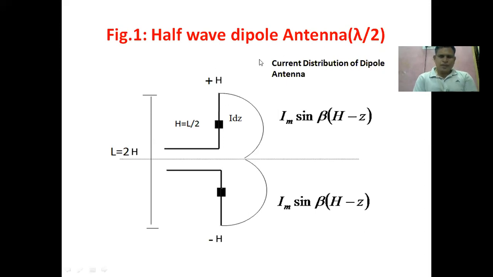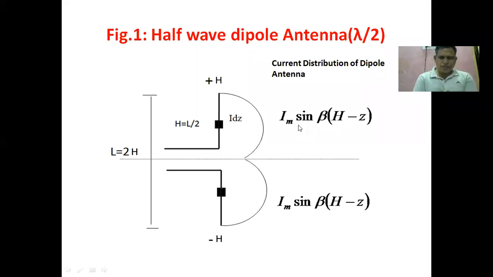Here, the half-wave dipole antenna is a symmetric antenna whose length is half-wave. Half-wave in the sense that if the length of the antenna is L, then L is equal to lambda by 2. That antenna is called a half-wave dipole antenna. Let us assume it has one arm of length plus h, and another arm also of length h placed in the minus h direction.